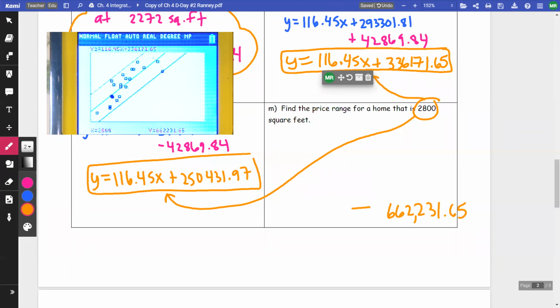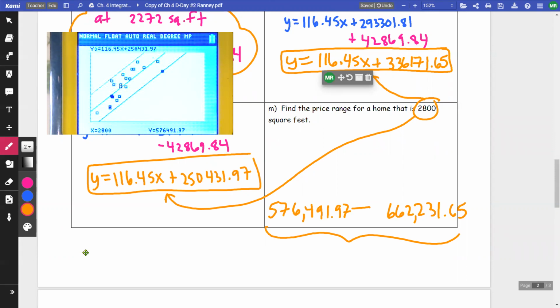My lower range, if I arrow again, let's arrow to this one. You can see the equation at the top of this. It tells me which equation I'm on at the very top of my calculator. That's going to be $576,491.97. So this would be a reasonable interval.